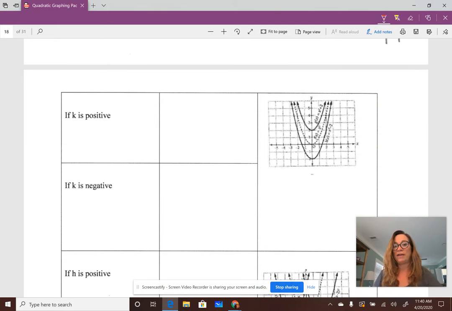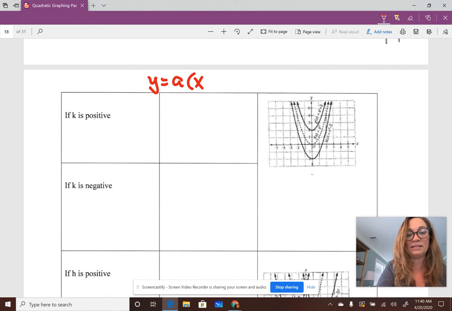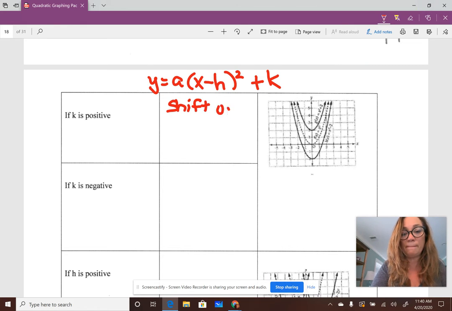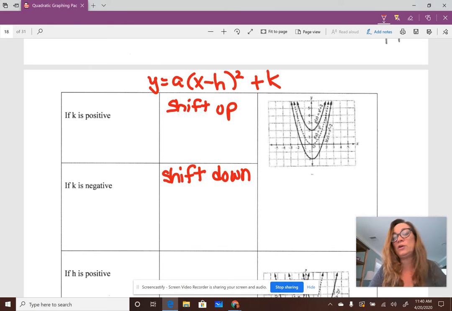Okay. So now if k is positive, so remember that it's y equals a parentheses x minus h squared plus k. So we're talking about the k, the number that comes after the parentheses. Okay? So if k is positive, it's a shift up or a translation. If k is negative, it's a shift down or translation. So it's equal to the same number of units. So if k is plus 3, it goes up 3. If k is minus 3, it goes down 3.